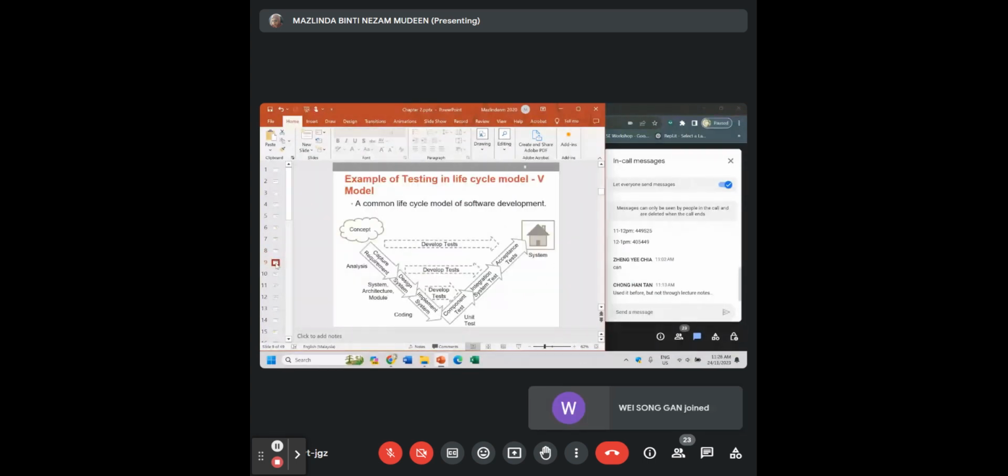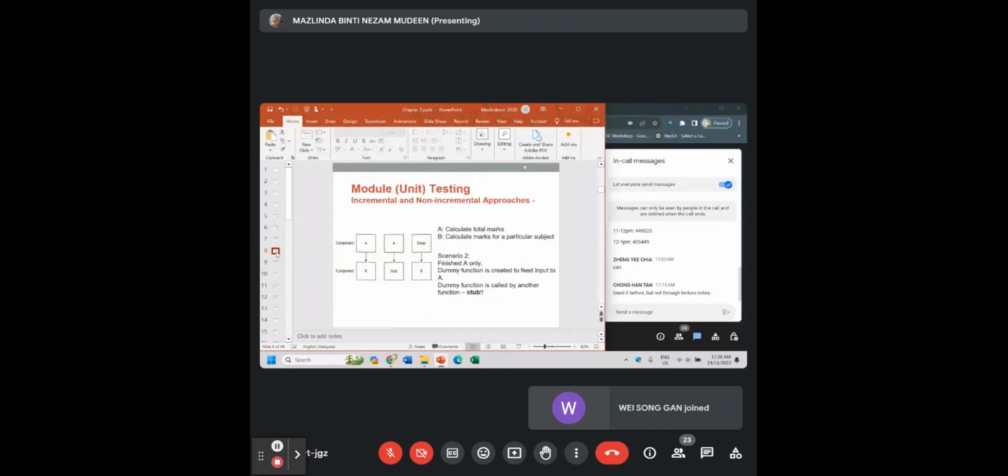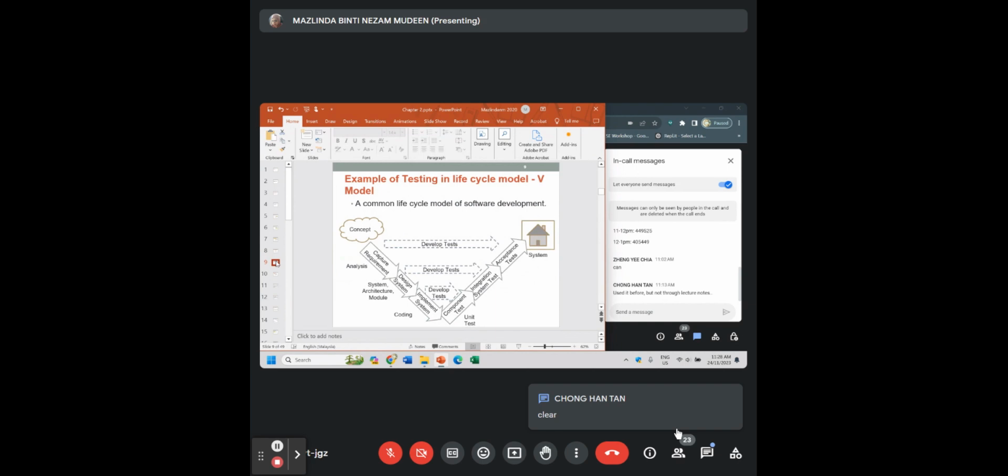Okay, so any question so far about the incremental and non-incremental approach, the two strategies, top down and bottom up, and then the two dummy codes, which are the driver and the stub? Clear? Everyone okay? So far so good?